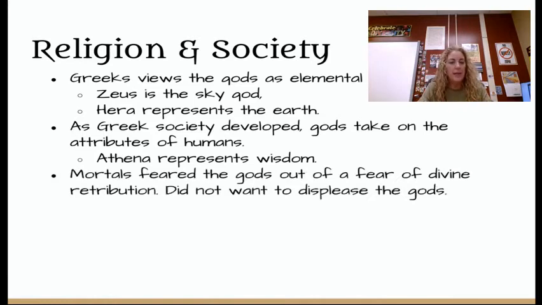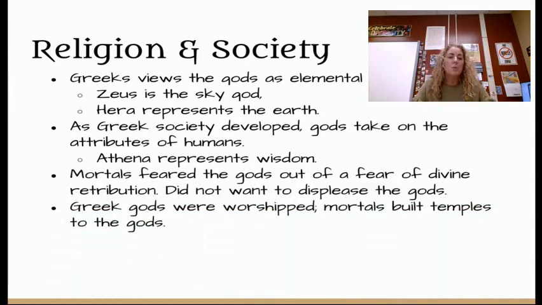Mortals, or humans like ourselves, feared the gods out of a fear of divine retribution. So a lot of times humans, mortals, were afraid to upset the gods because of the revenge they knew the gods might take on them. And so they did not want to displease the gods because they were scared of what would happen to them if they did. The Greek gods were worshipped.